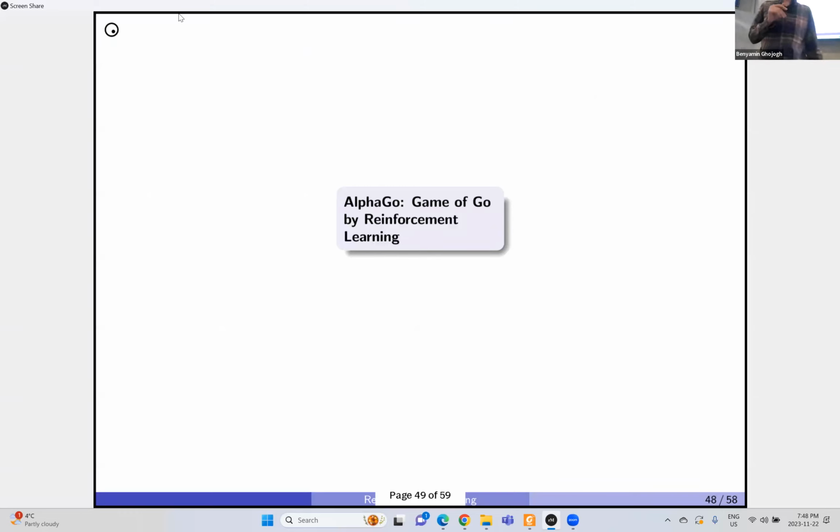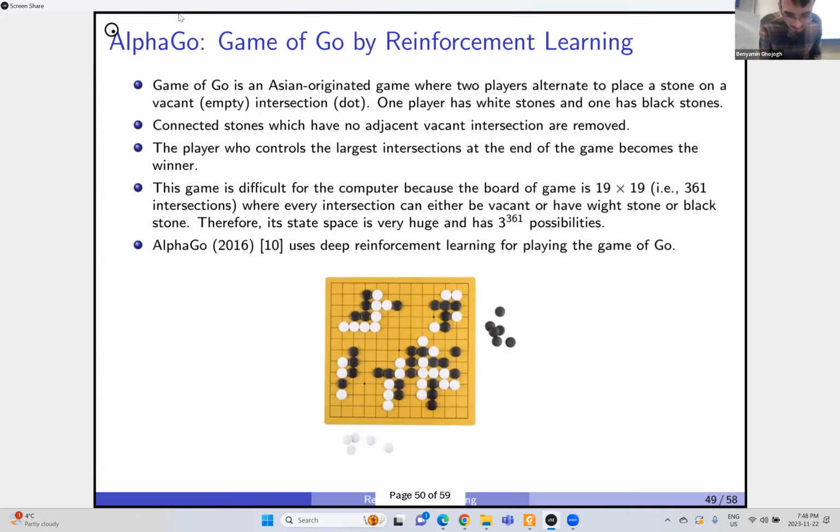Now AlphaGo. The game of Go by reinforcement learning. What is the game of Go? The game of Go is an Asian game originating from East Asia. It has 2 players. Alternately, they place a stone on some intersection. So this is the board, the game board. It has a bunch of dots in it, right? The dots are called intersections.